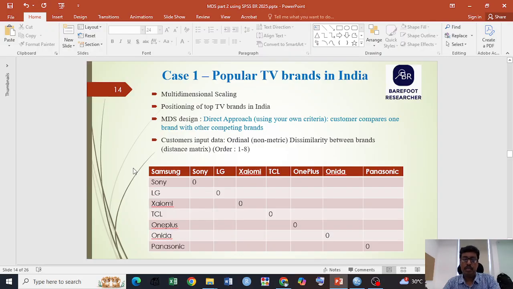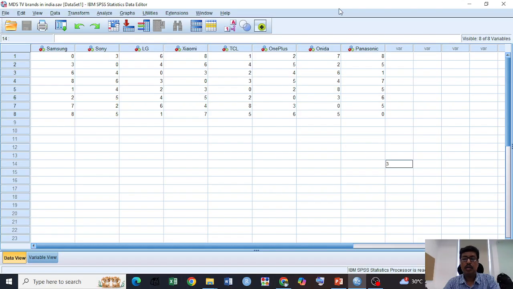Okay, so let us start the process on SPSS. So I am on SPSS, right? So this is my data set. Again, 8 brands are there, popular TV brands. You see the diagonal elements are 0, but this is symmetric, lower half and upper half.